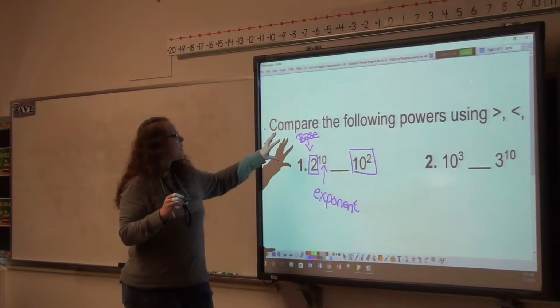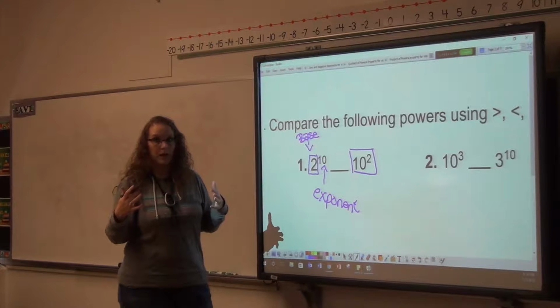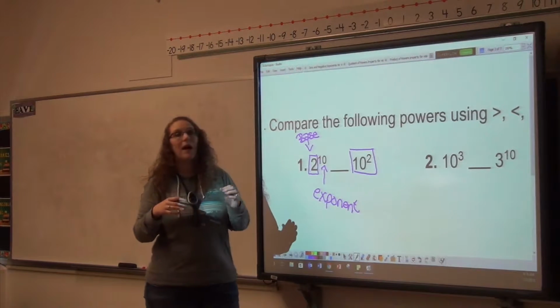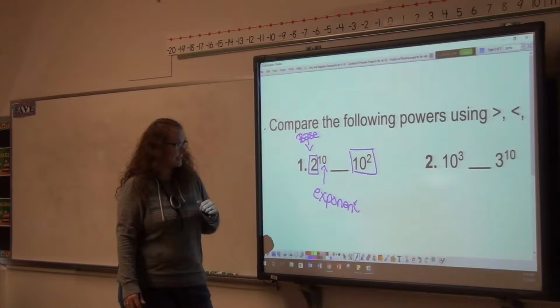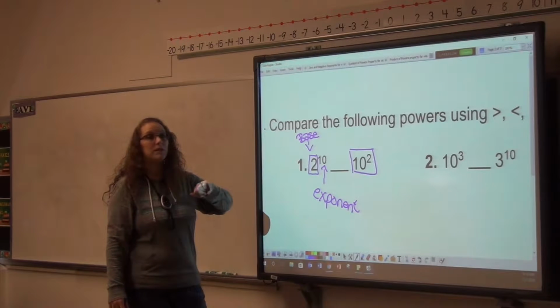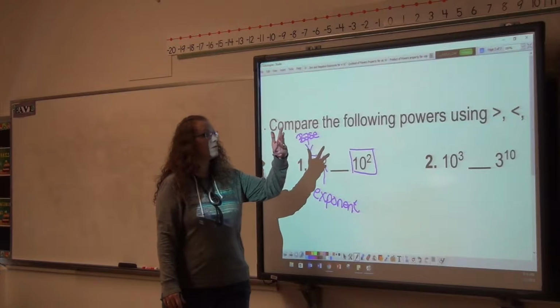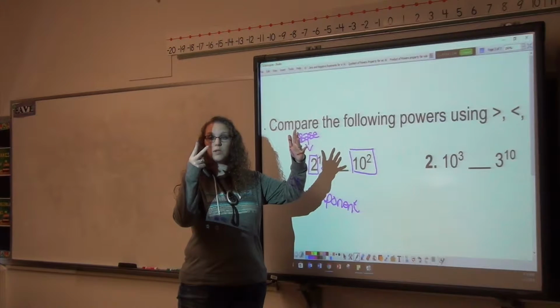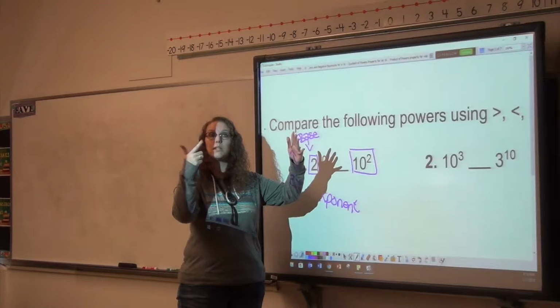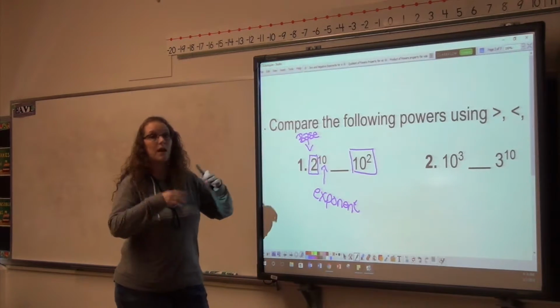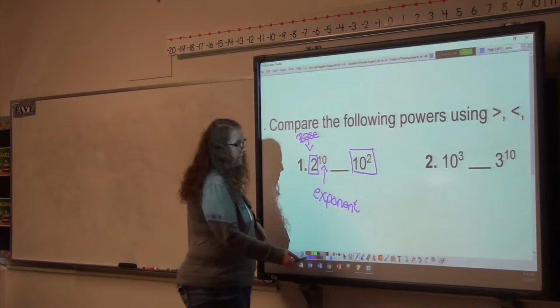all of it together. The base tells you what you are multiplying, and the exponent tells you how many times you are multiplying that by itself. So here we're going to take 2, and it's going to be 2 times 2 times 2 times 2 times 2 times 2 times 2 times 2 times 2 times 2. So 2 times itself 10 times.